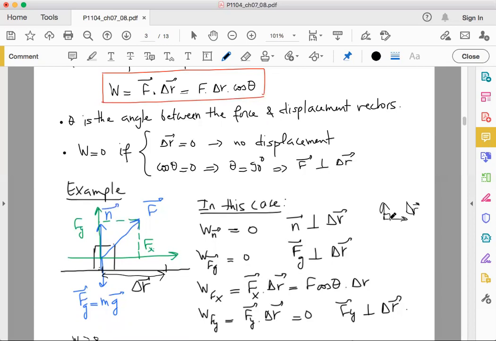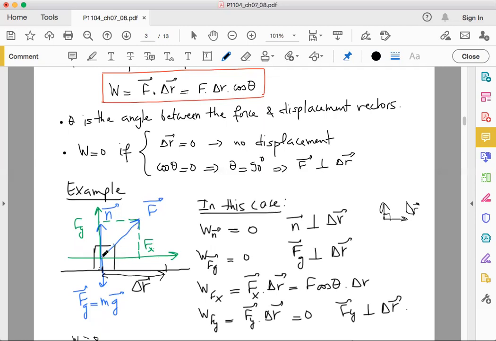So whenever you have a force that is perpendicular to the displacement, this force, or the component of the force, produces 0 work. Okay, so we will discuss this. Now let's look at the gravitational force. The gravitational force is also perpendicular to the displacement. mg is vertical and the displacement is horizontal. So the work done by the gravitational force is also equal to 0.